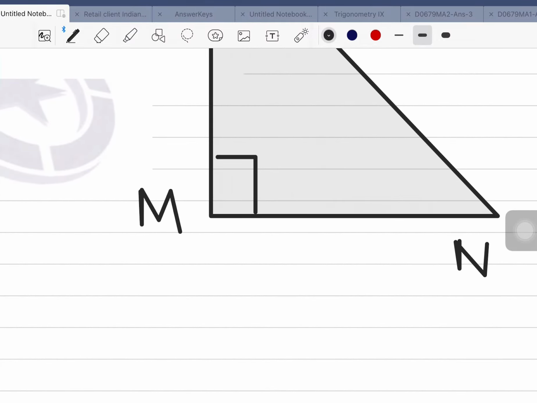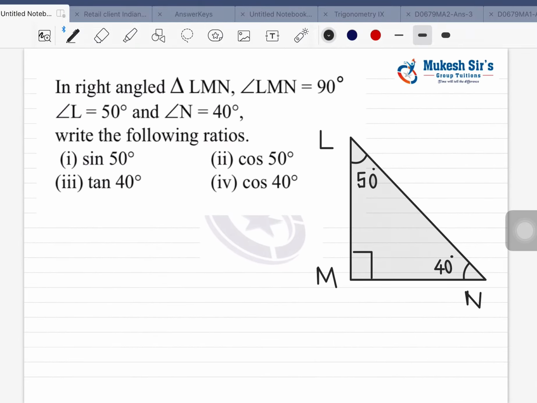And angle N is equal to 40 degrees. Okay, 50 degrees and 40 degrees. Your question is to find the value of sin 50, cos 50, tan 40, cos 40. So first we have to find sin 50. If I see 50, then this is the hypotenuse, this is the opposite side of 50 degrees and this is the adjacent side of 50 degrees.